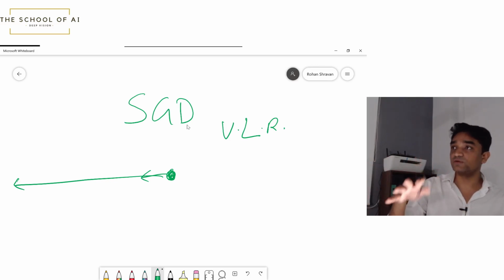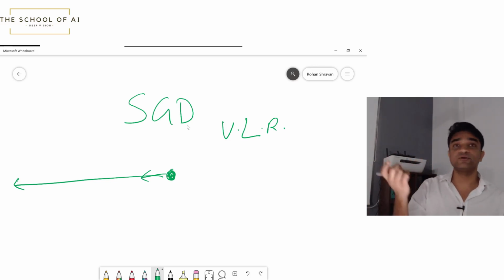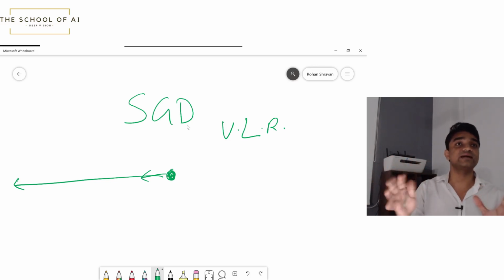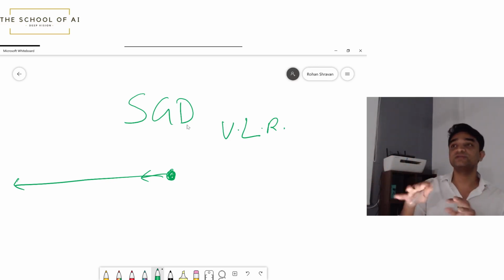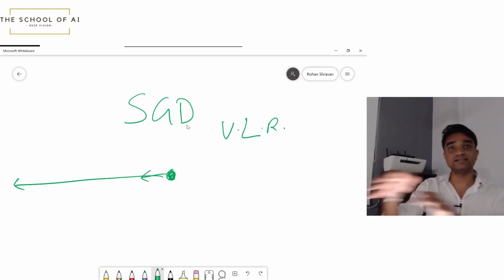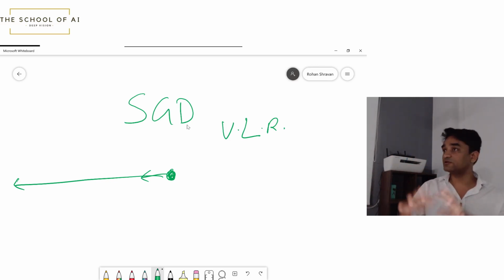So we're going to start small. We're going to start slow. For small changes, we are going to allow SGD to figure out what exactly is the right direction I need to go. And then it's going to say, after those small changes, okay, this is exactly the direction we are interested in. So you're going to start small.